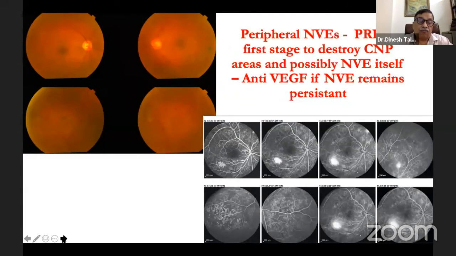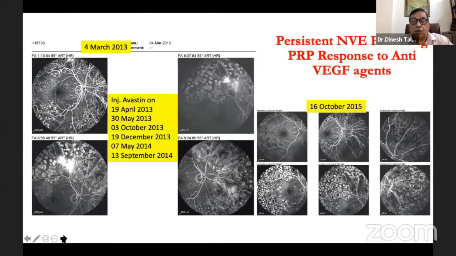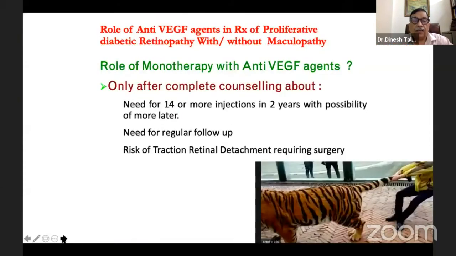What about the role of monotherapy? I'm not going to discuss these individual cases and just tell you now what we believe about monotherapy. I believe monotherapy is something that we should only do after counseling the patient about the need for 14 injections or more in 2 years, with the possibility of more later, the need for regular follow-up without a break, and the risk of retinal traction detachment requiring surgery if you do not do a regular follow-up. It's like catching a tiger by the tail.